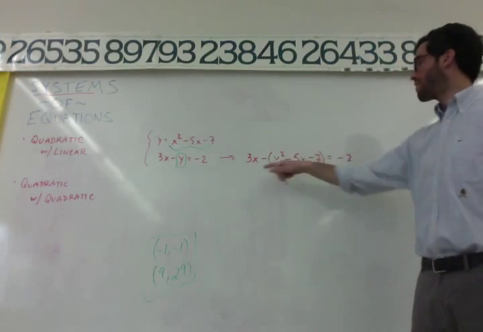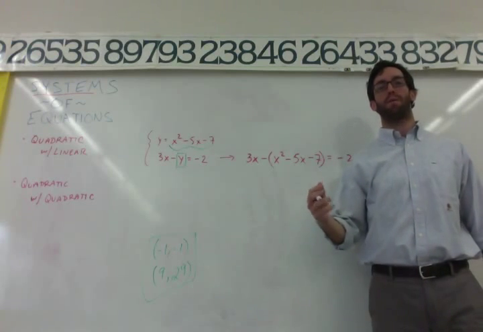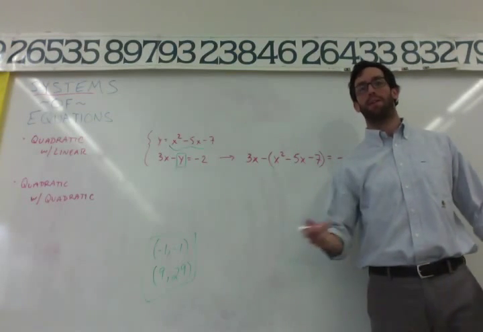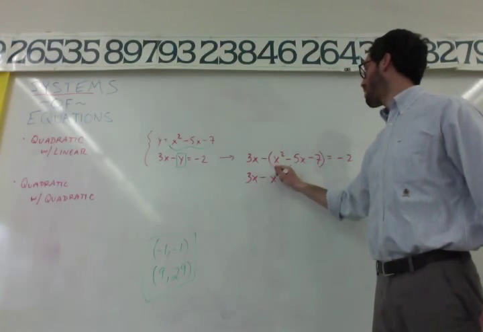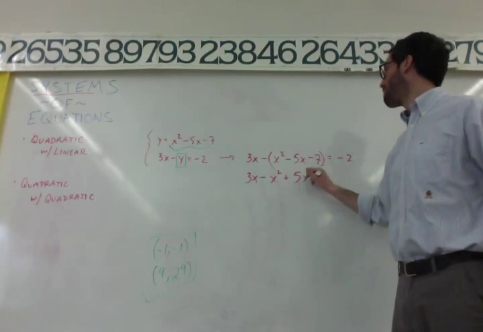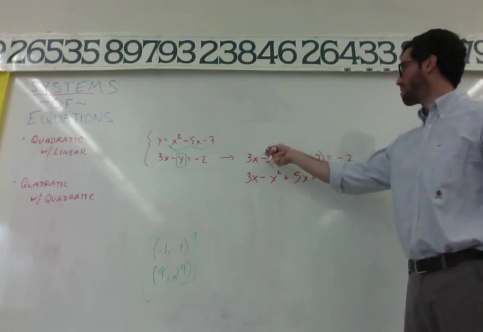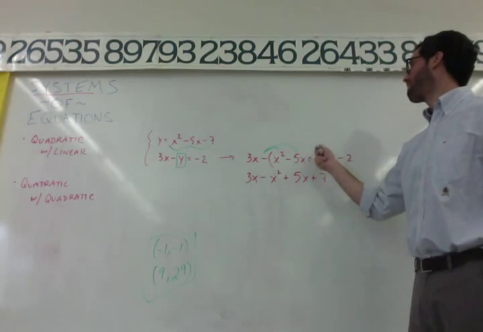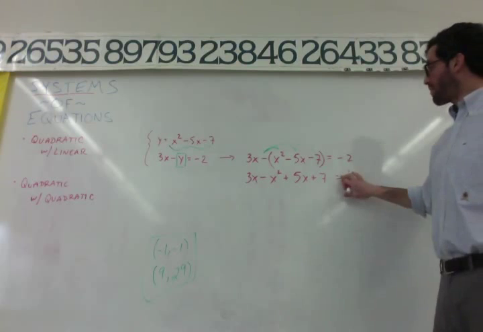So now we have an equation with just x's that we can solve. It's quadratic, so we'll solve it probably by factoring or by the quadratic formula, okay? So we would now distribute the negative, 3x minus x squared plus 5x plus 7, right? Distributing the minus to all of these, okay? Equals -2. And now we're solving a quadratic.